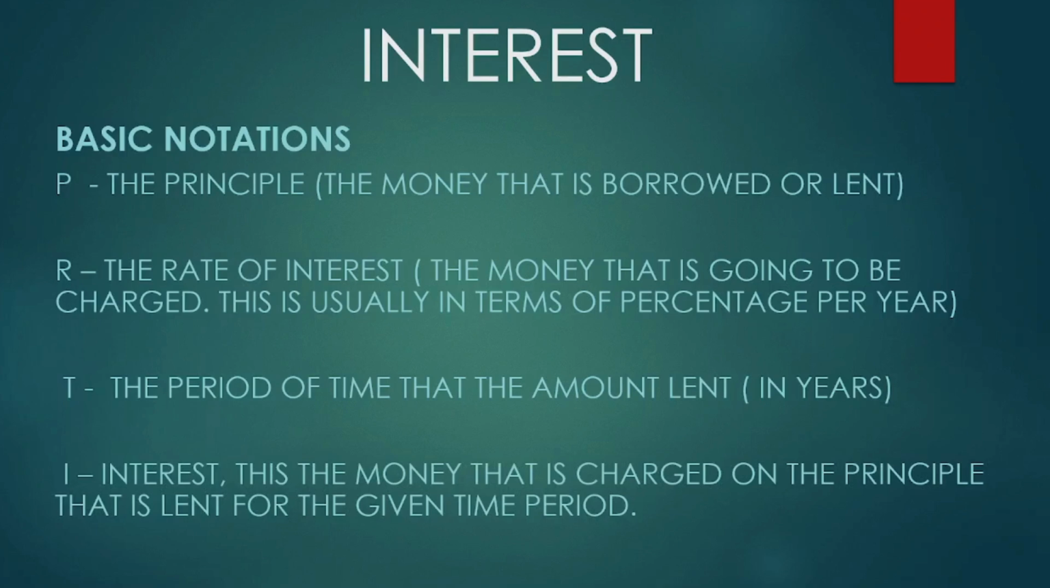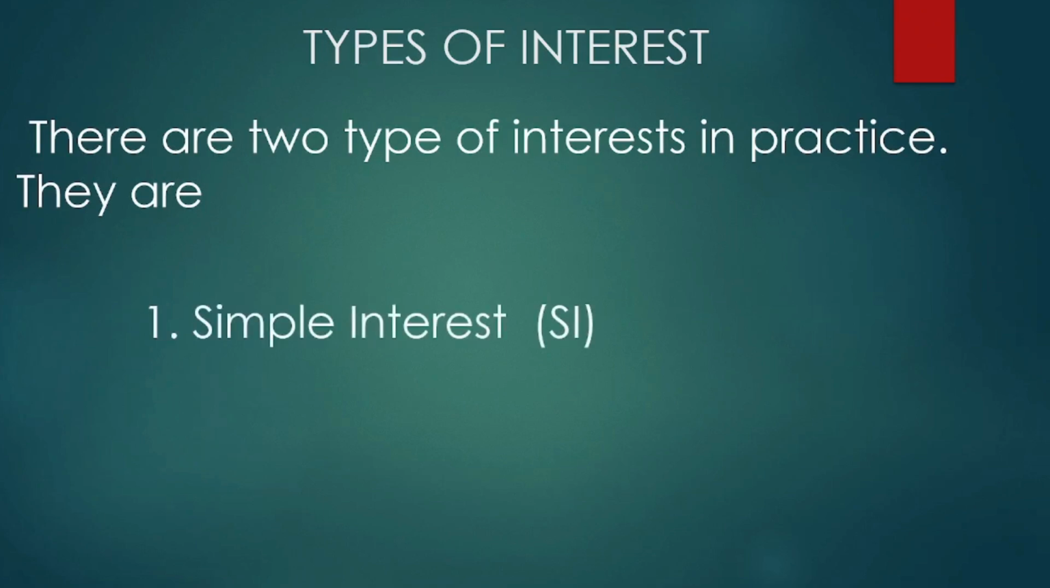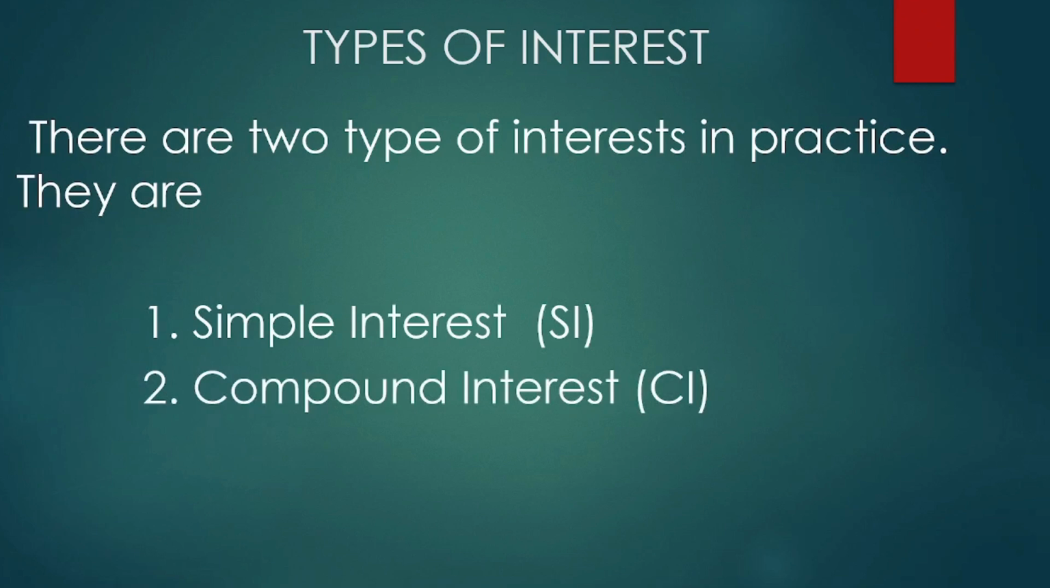For this, we have to pay the interest, that is I, the total charge that you have to pay for the money lent for the time period with the rate of interest, which is called interest. Here we come across two types of interest: simple interest and compound interest.